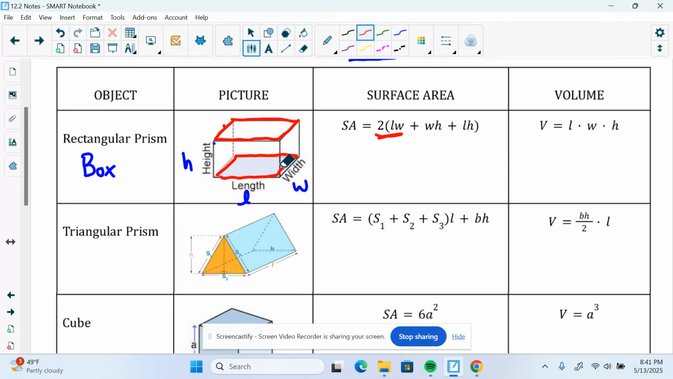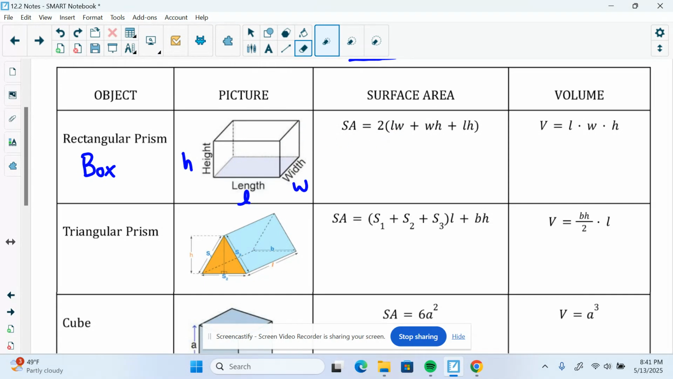I have width times height. Let me do a different color there. Width times height is that area, but I have two of those. I have this one over here as well. And then I have the front and the back, that are rectangles of dimensions L and H. Okay, so it's not really magic where these are coming from. We're just adding areas of rectangles, and that's going to calculate the surface area.